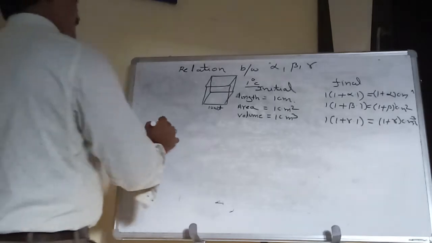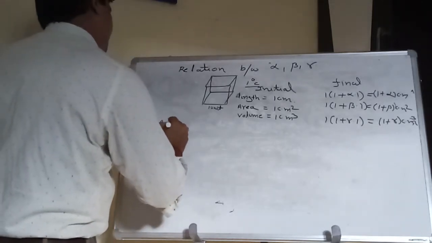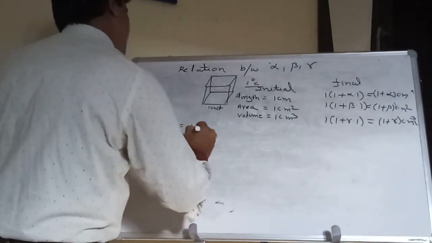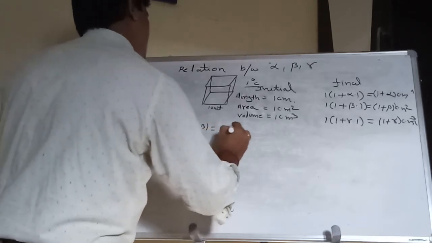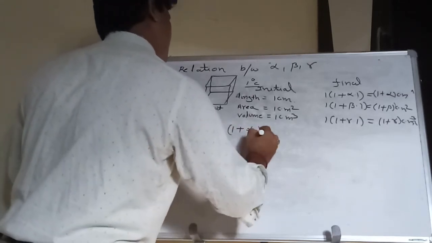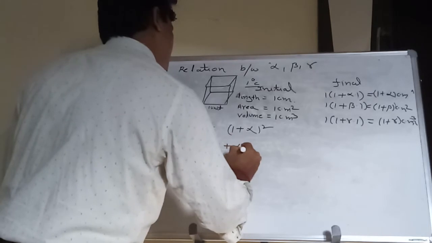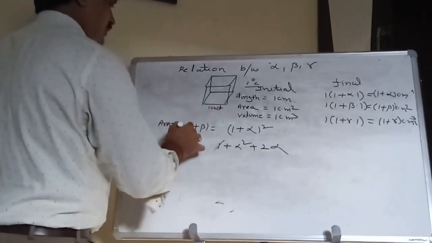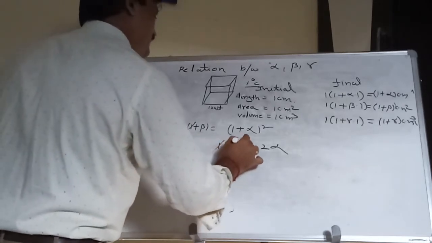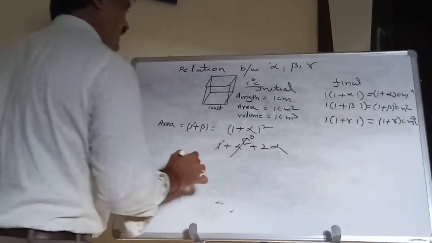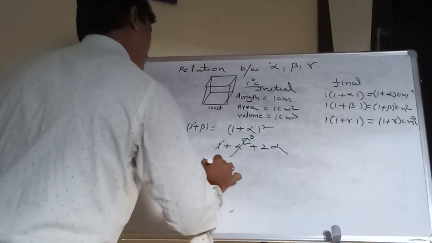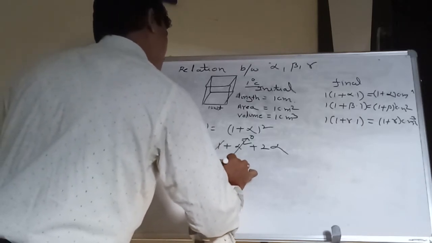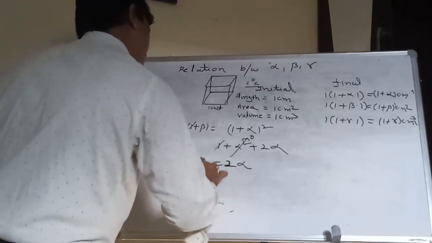So first of all, area: 1 plus beta is equal to (1 plus alpha) whole square. So 1 square plus alpha square plus 2 alpha. So 1 on both sides cancels, and alpha square is 0, negligible. Beta equals 2 alpha. Beta equals 2 alpha.